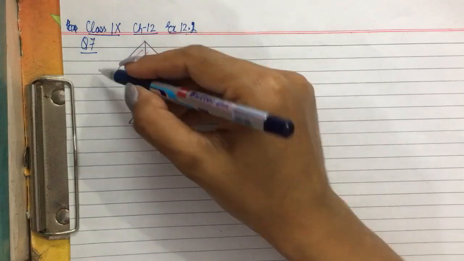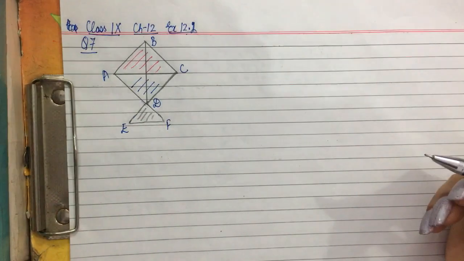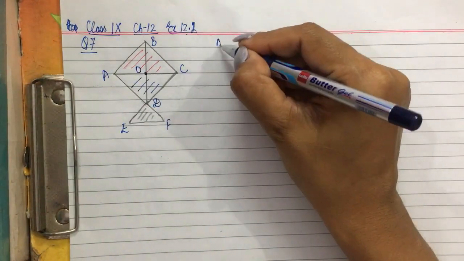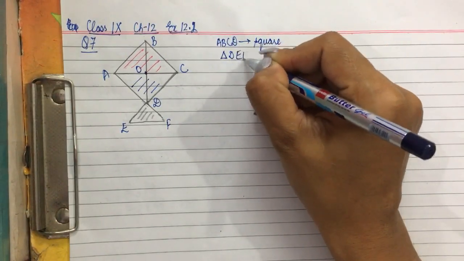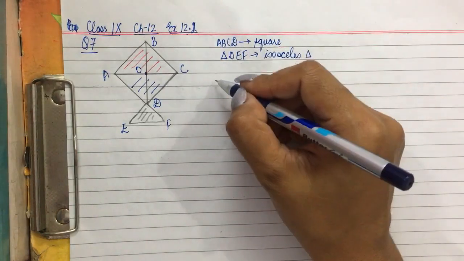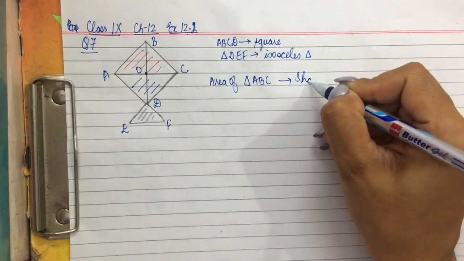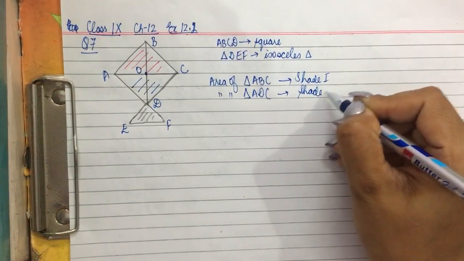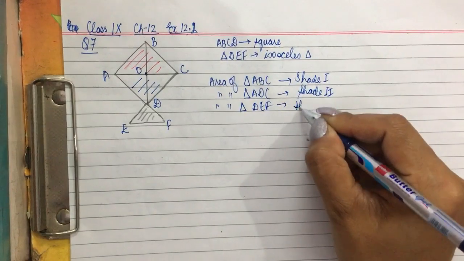Let's mark the vertices so that it's convenient to refer to the various parts. Let's take the point of intersection of the diagonals as O. So ABCD is square and triangle DEF is isosceles triangle. We want to find out area of triangle ABC. This is shade 1. Then area of triangle ADC. This is second shade. And then we want to find out area of triangle DEF. This is the third shade.